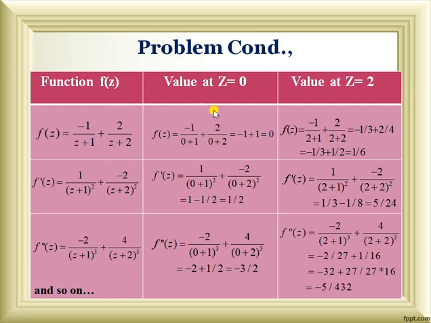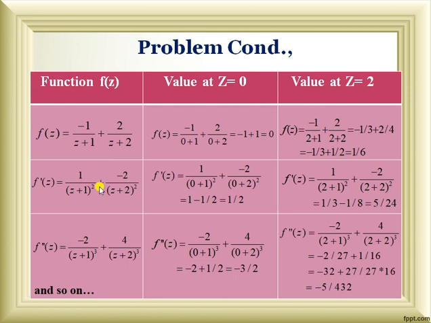So look at the table. First I am taking the function. In the second column I am taking the values at z equal to 0. The third column gives values at z equal to 2. First I have f of z is minus 1 by z plus 1 plus 2 by z plus 2. I am replacing z equal to 0. In f of z I get the value 0, and when I replace z equal to 2 I get the final answer 1 by 6.